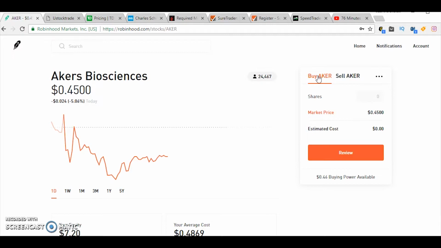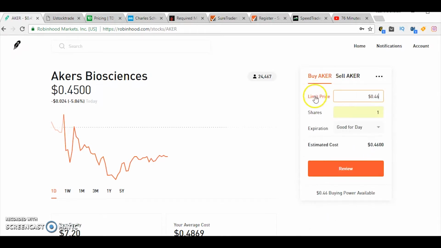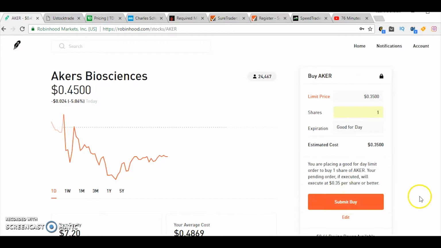If you want to go to buy AKER, click that. It tells you what the current market price is, how many shares, and the estimated cost. Now when doing a limit order, you set which price you want to buy it at. So say I want to wait until it gets to 35 cents. I click review, and I can click place, and it'll set a buy order for me, so as soon as the stock touches 35 cents, it will automatically place it for me.